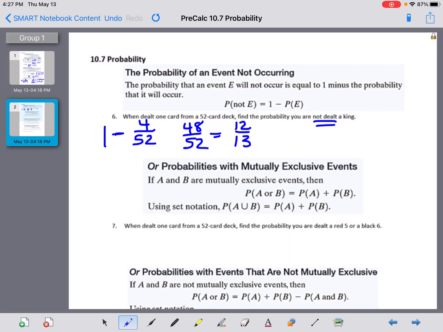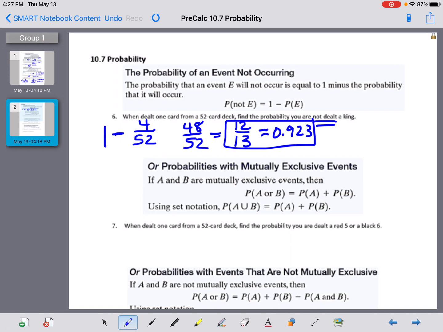Which makes sense, right? You reduce, and there's 13 cards in a suit. 12 of them are not kings. We go to a decimal here, 12 divided by 13, 0.923, something like that, 0.92, right? There's a chance I'm not dealt a king.